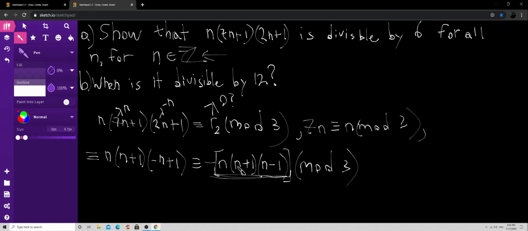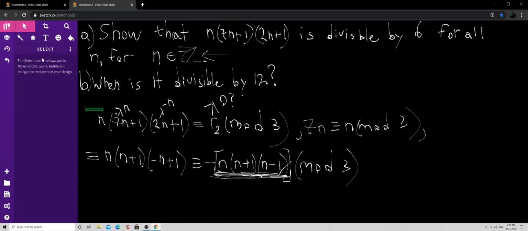And therefore, if one of those is a multiple of 3, the entire expression will always be a multiple of 3, and therefore we've just shown that this is always a multiple of 3. And therefore we've shown that this expression is always divisible by 2 and 3, and therefore it must also be divisible by the LCM of those two numbers, which is 6. Okay, so that's part A done.